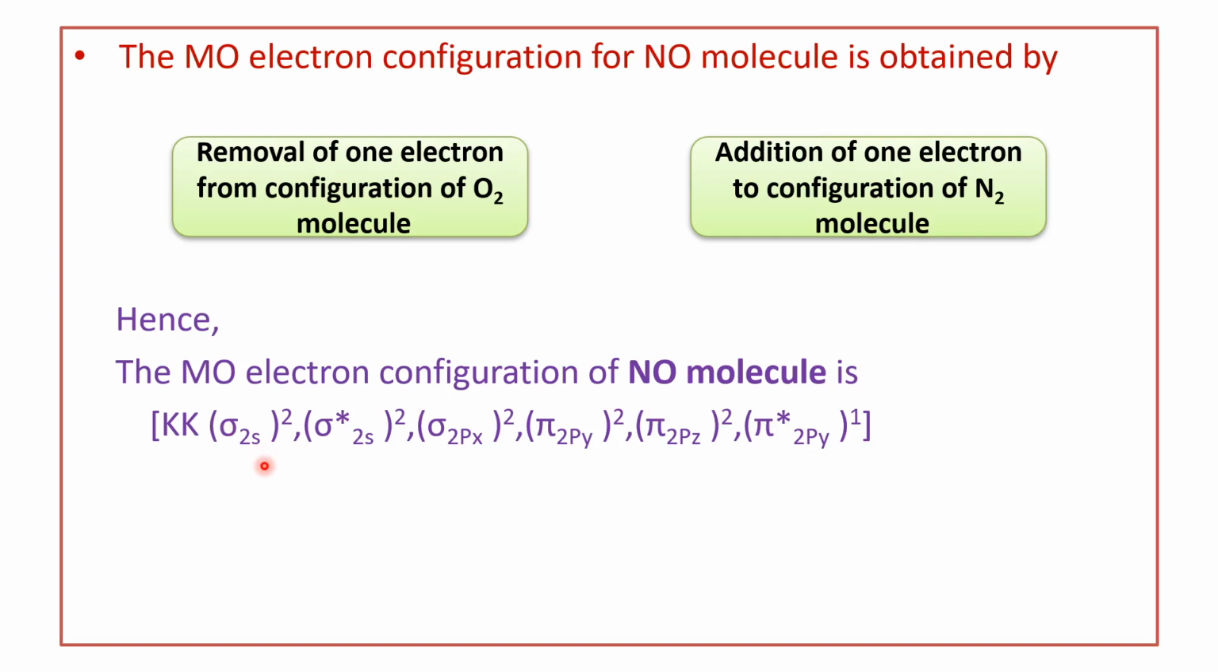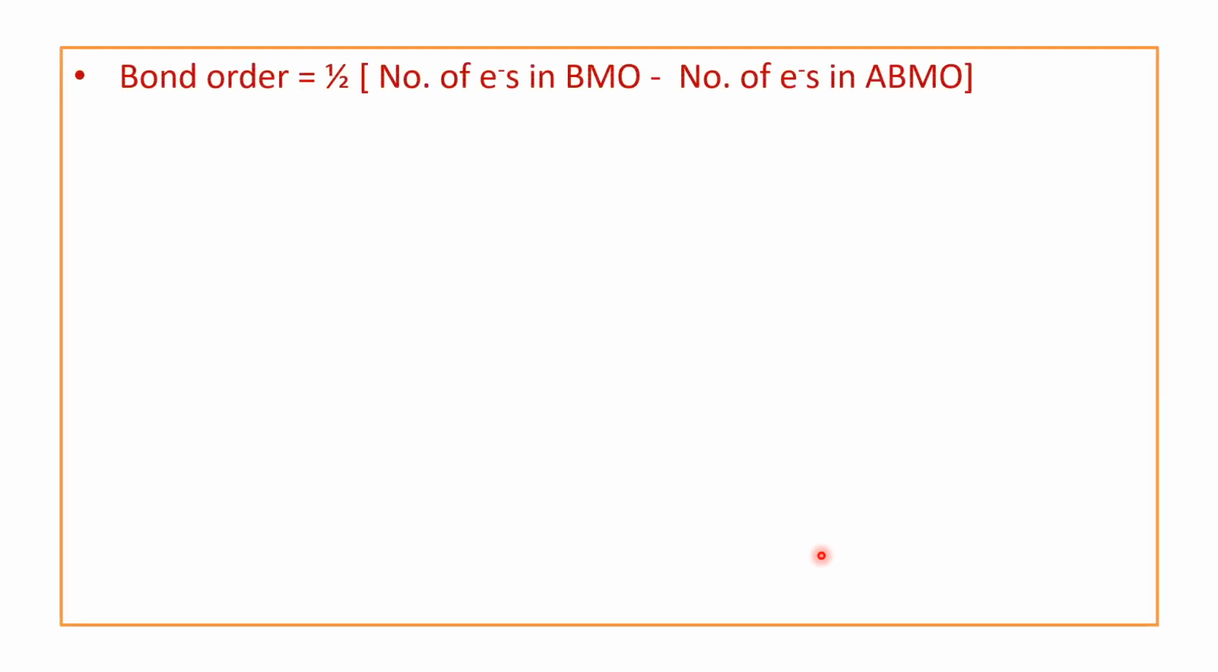So we can say that in the bonding there is 2 plus 2 plus 2 plus 2, total 8 electrons in the bonding, and in the anti-bonding 2 plus 1, 3 electrons. So based upon this, the bond order is equal to 1/2 into number of electrons in BMO minus number of electrons in ABMO, which is equal to 1/2 into 8 minus 3, which is equal to 2.5. So 2.5 is the bond order of the nitric oxide molecule.